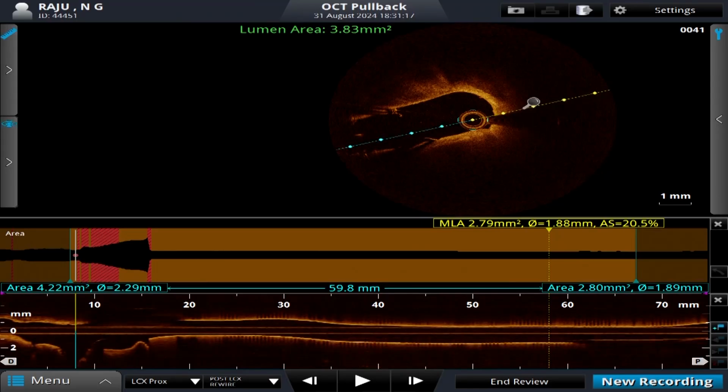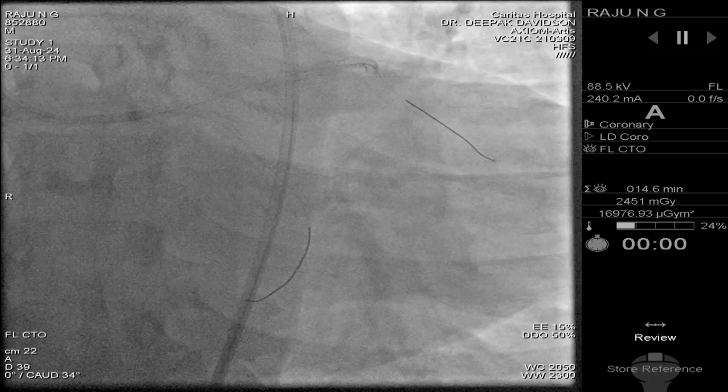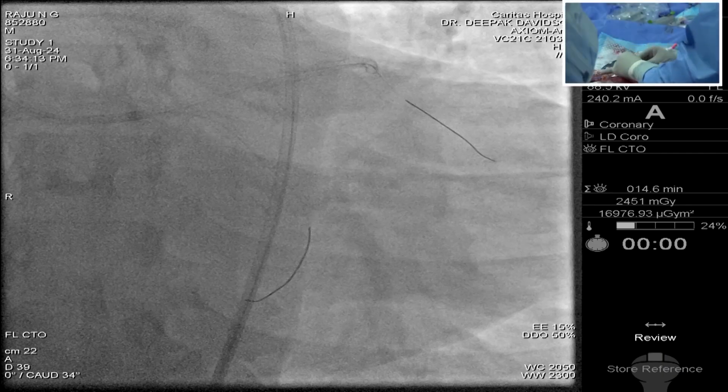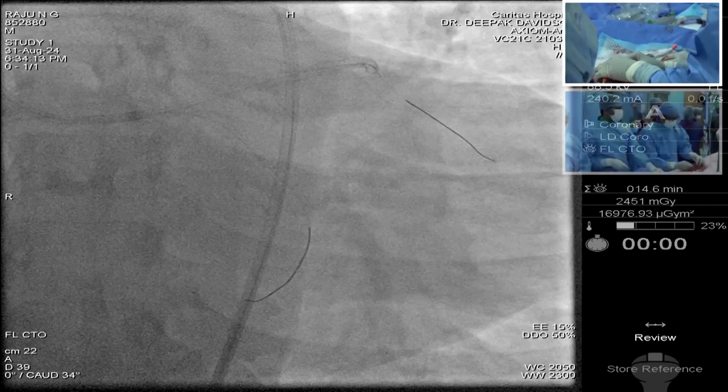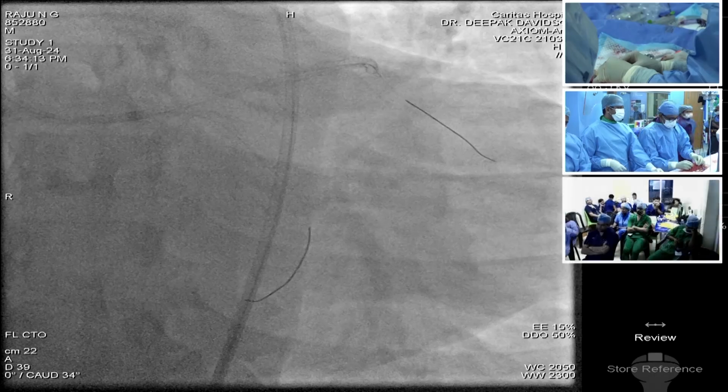Okay, give another 1.5 balloon. Okay, this is the 1.5 balloon. Then 12, 14. Negative.